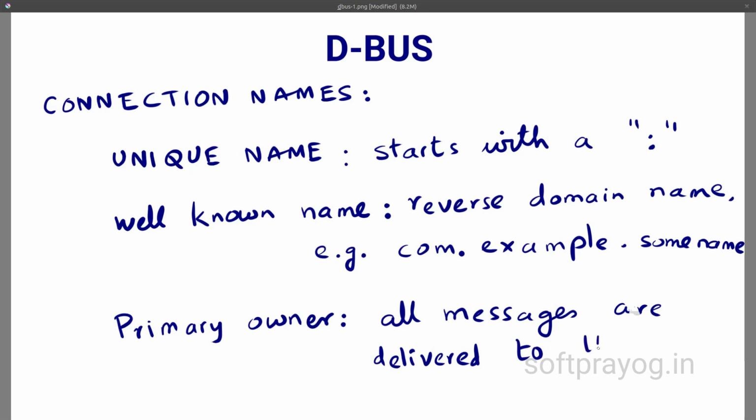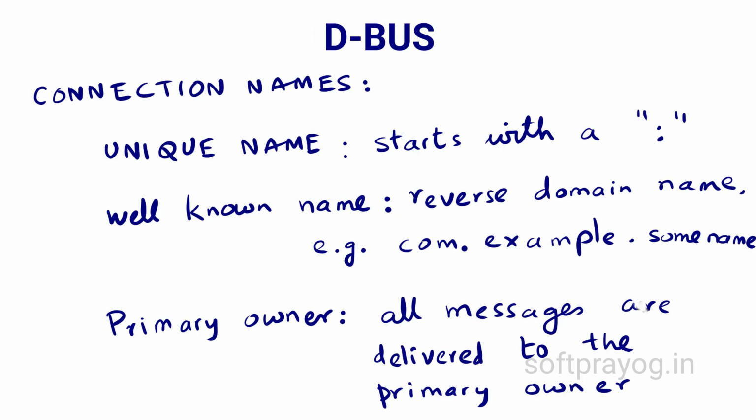For each connection name, there is a primary owner. All messages for the connection are delivered to the primary owner. There is a queue of secondary owners. If a primary owner relinquishes the name, the secondary owner on top of the queue becomes the new primary owner.